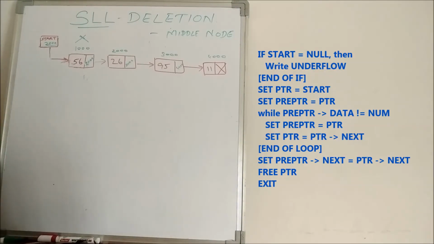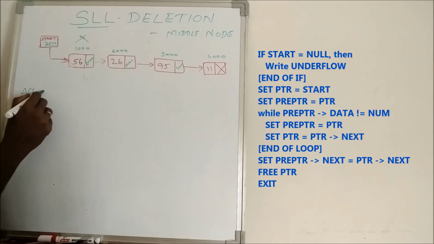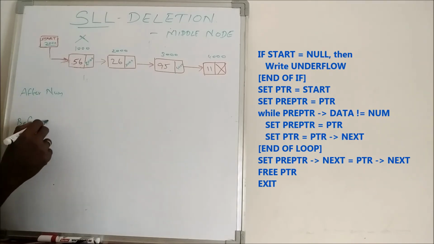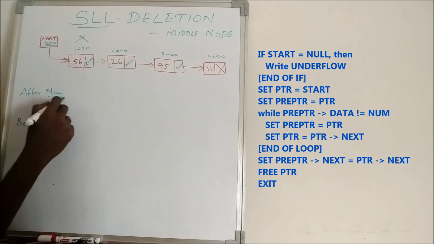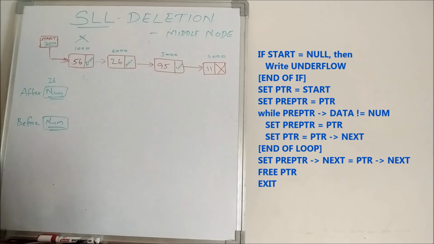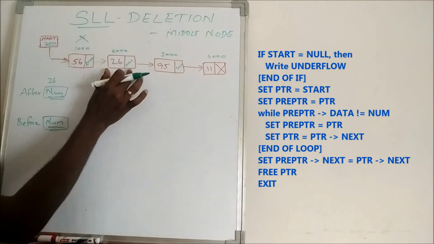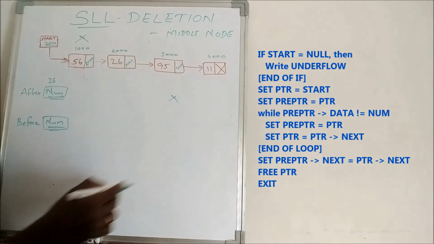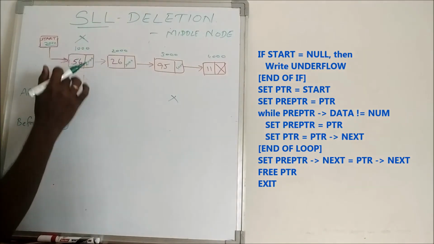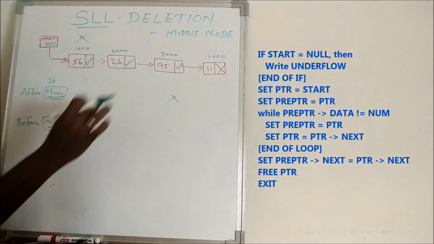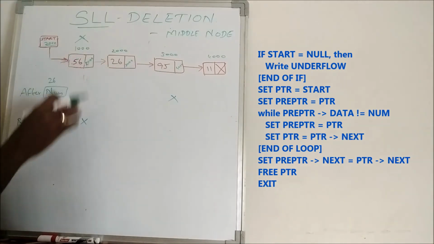Similar to insertion, in deletion also there are two varieties, after num or before num. That is, whether I want to delete a node after the value num or before the value num. Imagine 26 is num. After num means the node after this 26 should be deleted. Before num means if I want to delete before this value, I have to delete this 56. These are the after num and before num cases.